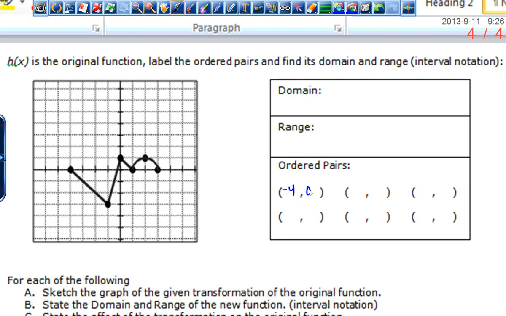Negative 4 to 0. What's my next point? Negative 1, negative 3. What else? 0, 1. 0. 2, 1, and 3, 0.